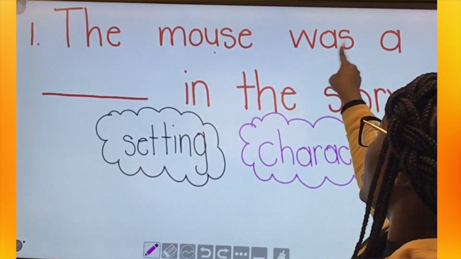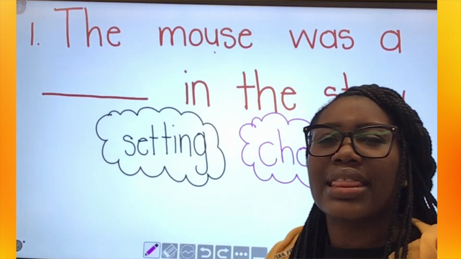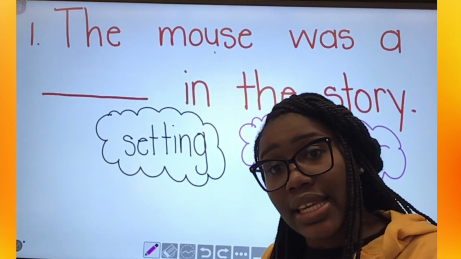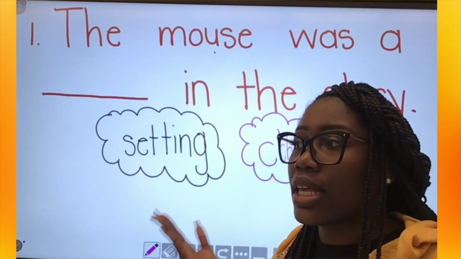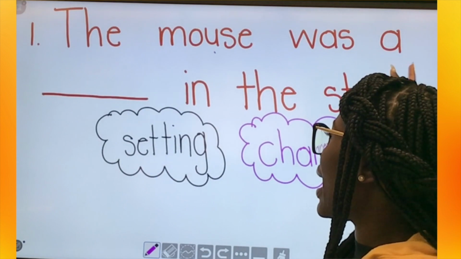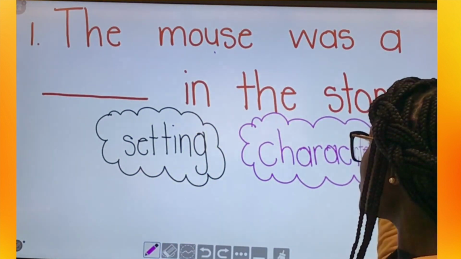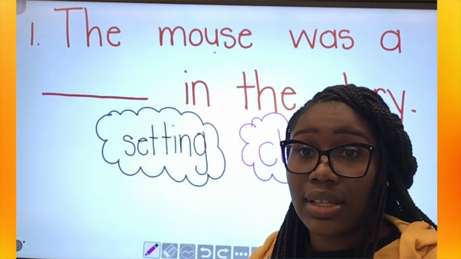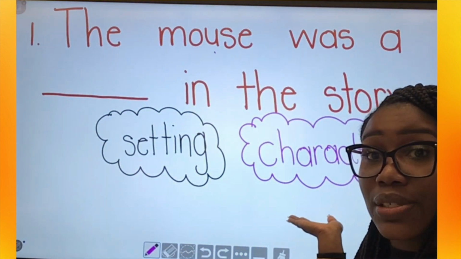The mouse was a setting in the story. Well, I know setting is where the story takes place. So the mouse was a where the story takes place in the story. Does that make sense? I don't know. Let's try our next word.